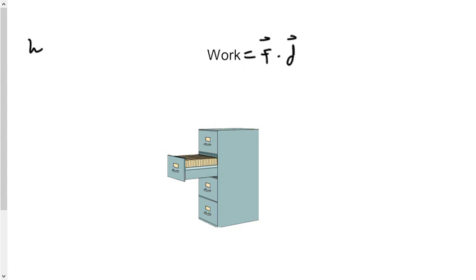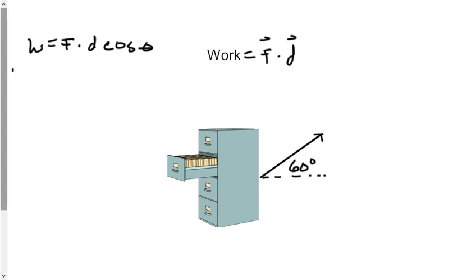Well, work is going to be force times distance times cosine of theta. What that means is the force that's parallel to the motion is what's going to cause it to move in that direction. So if I have, for instance, this file cabinet here, let's apply a force to that. I will make it off in this direction here. Let's give that force a 60-degree angle, and let's say I'm applying 100 newtons on that. So let's record that 100 newtons right there.